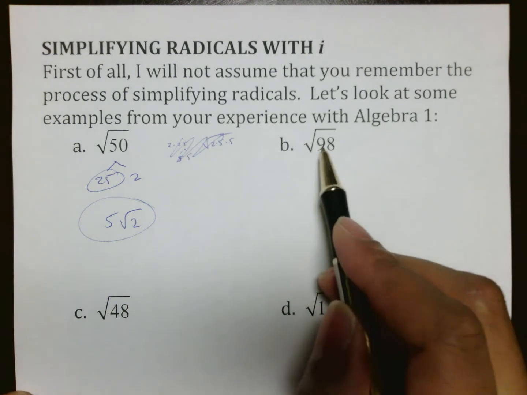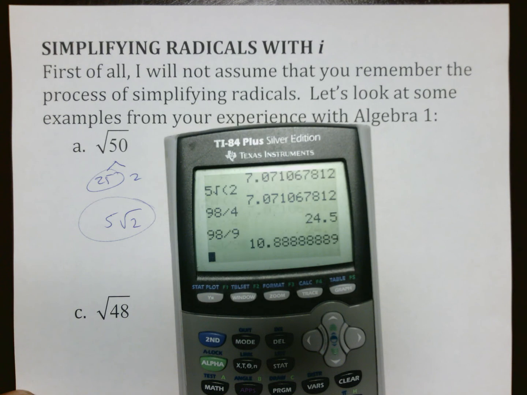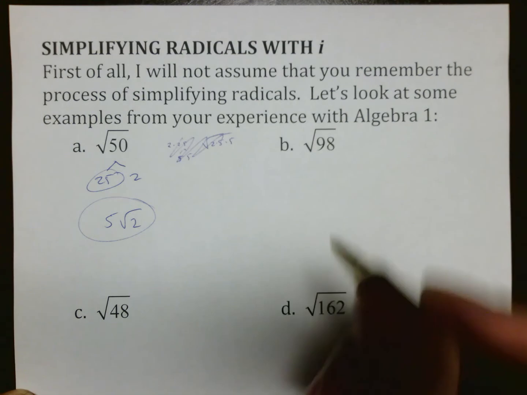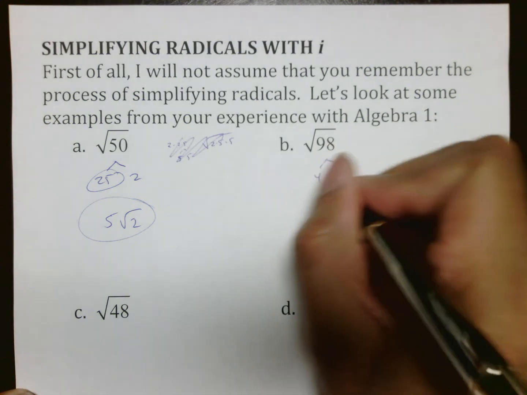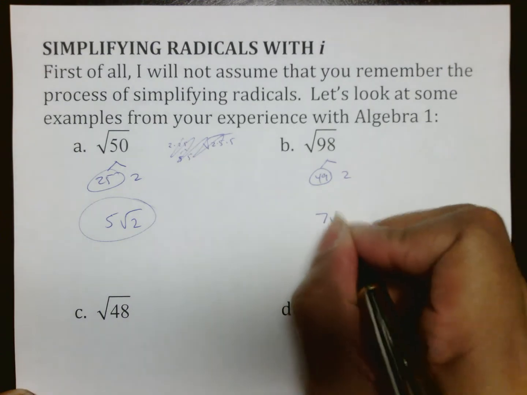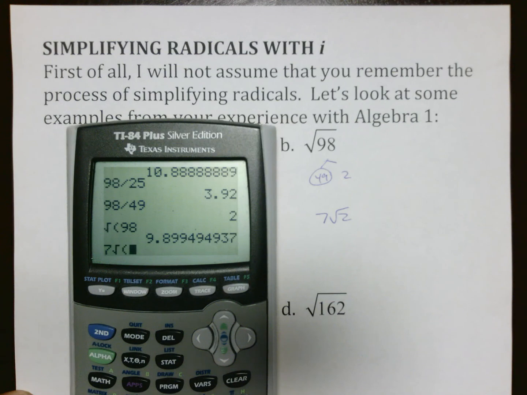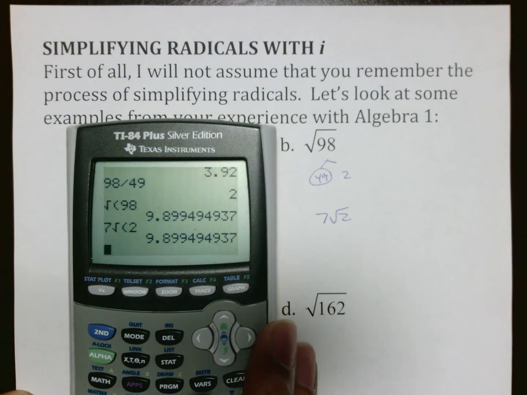Square root of 98, 4 does not go into 98. You can check if you want. 98 divided by 4, nope. 98 divided by 9, nope. 98 divided by 25, nope. 98 divided by 49, yes, that's 49 times 2. So again, this turns into 49 times 2. This number under a root turns into a 7 root 2, and again you can check that by doing square root of 98 equals and 7 root 2 equals, and you notice you get the same answer in both.